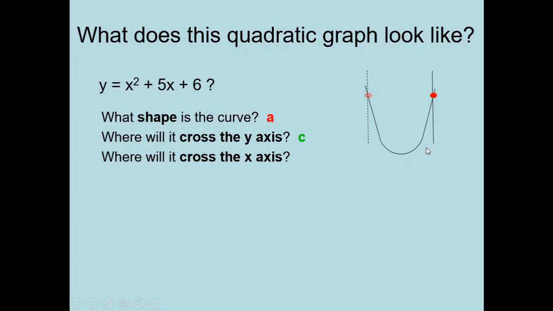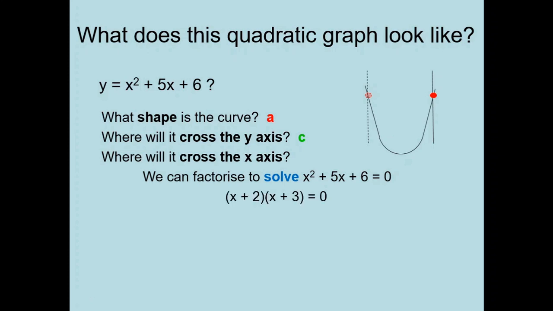So where will it cross the x-axis? If I solve this quadratic here, when I set it equal to 0, I can solve it by either the formula, by factorizing, or by completing the square and rearranging. I tried by factorizing because I know two numbers that multiply to make 6 and add to make 5 are 2 and 3. So my two solutions for x, what will make this bracket equal to 0? -2. And what will make that equal to 0? -3. So I've got two real roots, and I know what they are, -2 and -3.